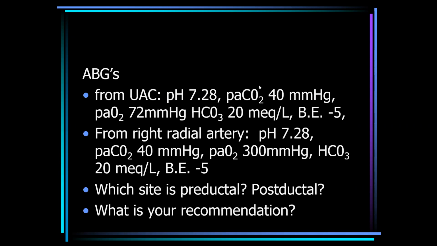So the umbilical A line shows a pH of 7.28, CO2 40, PaO2 72. The right radial artery shows 7.28, 40, and PaO2 is 300. It asks you which site is considered preductal. The right radial artery. Yes. And the umbilical A line is postductal. And your recommendation, we already talked about it. We would keep the oxygen levels good and use jet ventilation or oscillation.